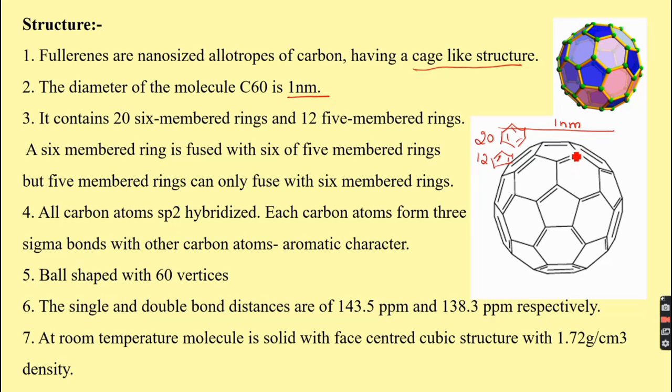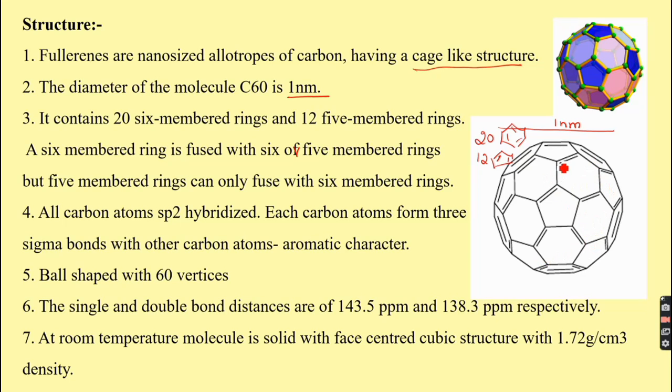See here, a 6-membered ring may be fused with a 6-membered ring, or it may be fused with a 5-membered ring. But a 5-membered ring is always fused with 6-membered rings. This type of arrangement is observed in the fullerene.